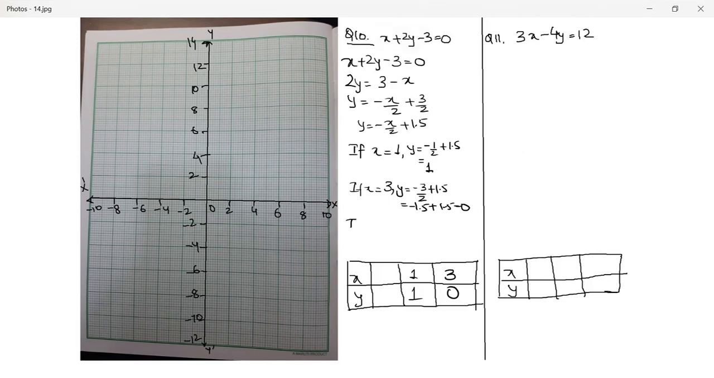And let's look at the third value. If x is equal to negative 1, y will be equal to negative of negative 1 upon 2 plus 1.5, which is half plus 1.5, which is 2. So if this is negative 1, this is 2. Perfect. So now let's plot these points. 1 with 1. Perfect. Next is 3 with 0. Done. And negative 1 with 2.